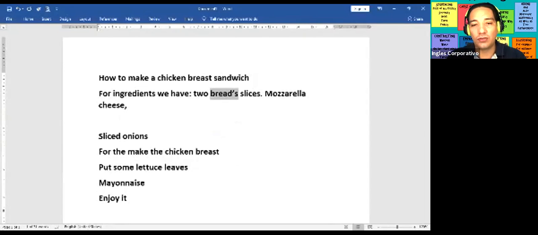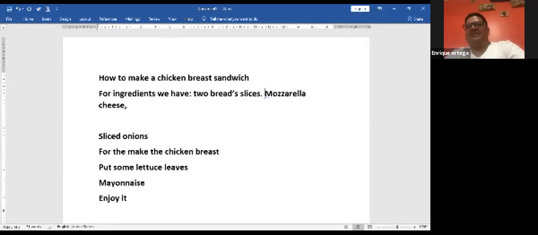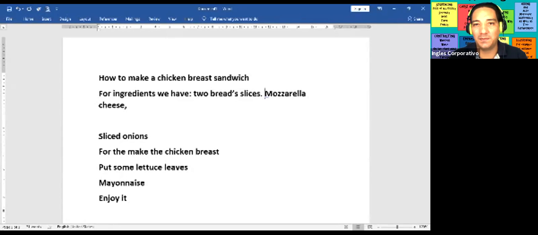Número uno. Número dos, cuando una palabra termina en S y la siguiente comienza en S, no hago pausa. ¿Sí? Two bread slices. ¿Ok? Sí, sí o no se ve mejor. Okay? Two slices of bread. Two bread slices. Perfect. Ok.